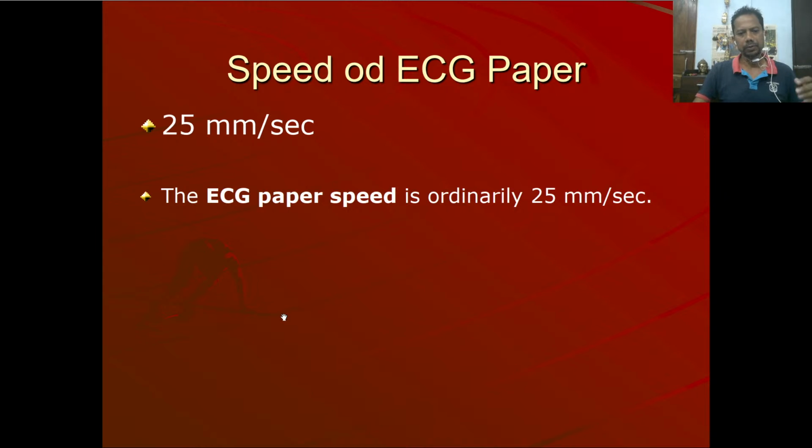Now on this, if you see any ECG paper, you see the rhythm, somewhere on the top or on the bottom, in small alphabets it will be written 25 millimeters per second or 50 millimeters per second. That is very important. Conventionally, you will see ECG paper coming out of the machine at this rate of 25 millimeters per second, but sometimes we need to change the speed.